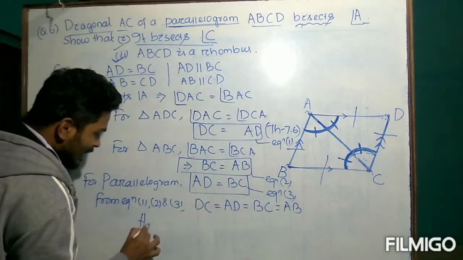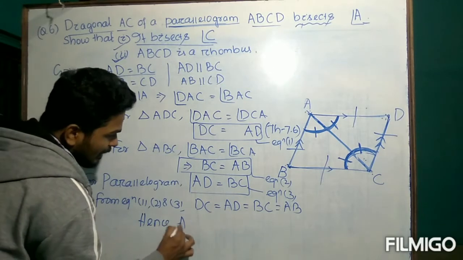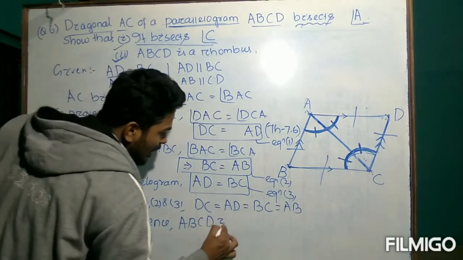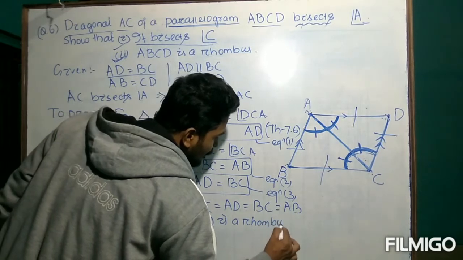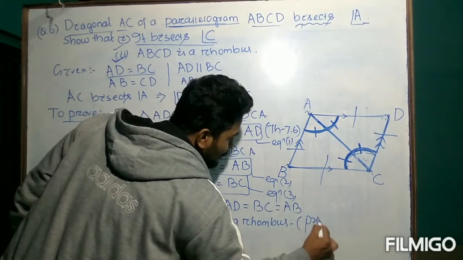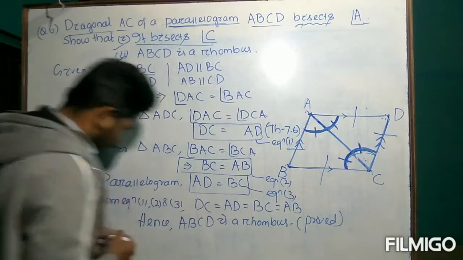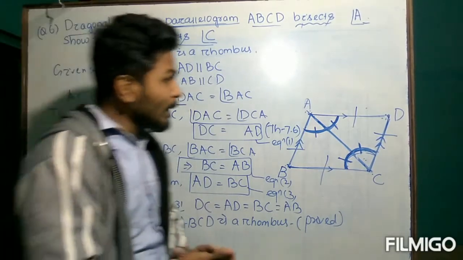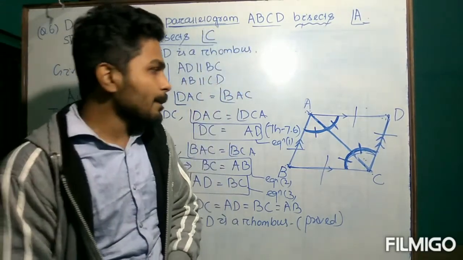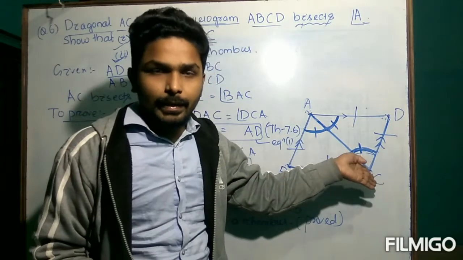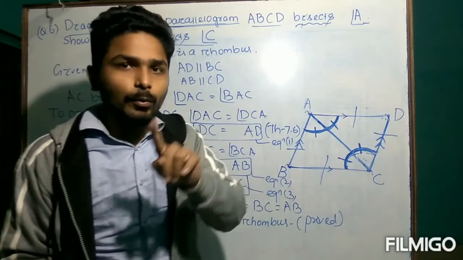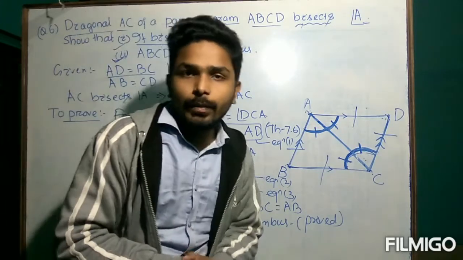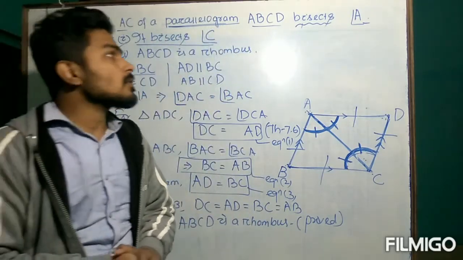Hence, you can write, hence ABCD is a rhombus, and now it is proved. You have to keep in mind that in the case of a rhombus, the diagonals are the angle bisectors of the opposite vertex angles. I have told you in the properties of a rhombus. So this is done now.